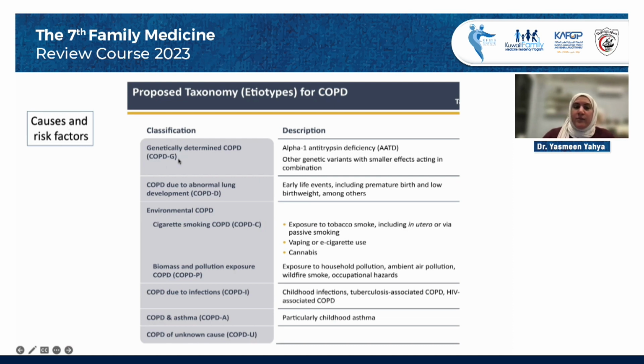The causes could be genetic, especially alpha-1 antitrypsin deficiency. We suspect this if we see a young patient with an obstructive pattern which is not reversible. Also, mostly it is caused by environmental exposure to cigarette smoking, or exposure to pollution, like household pollution or air pollution or wildfire smoke. And some COPD can come after infections like TB or HIV-associated COPD. So these are the common causes of COPD.